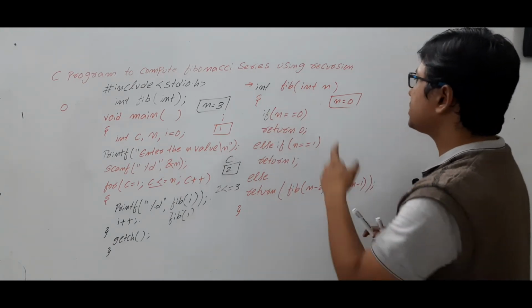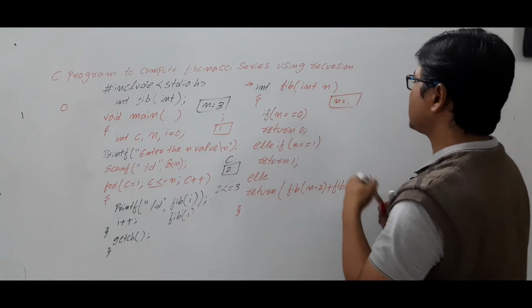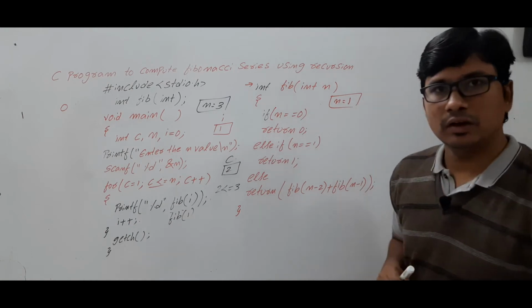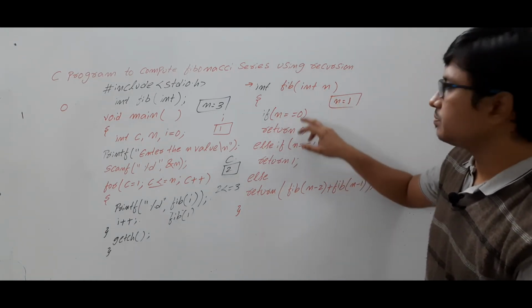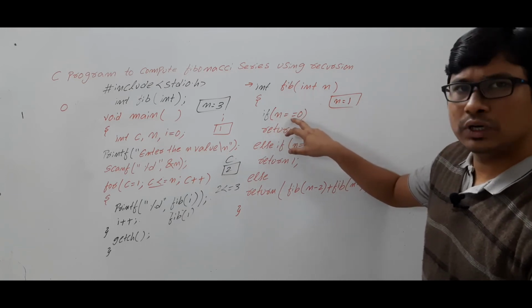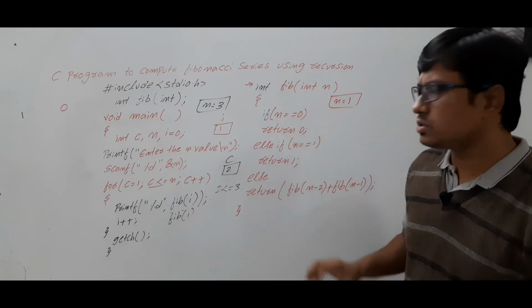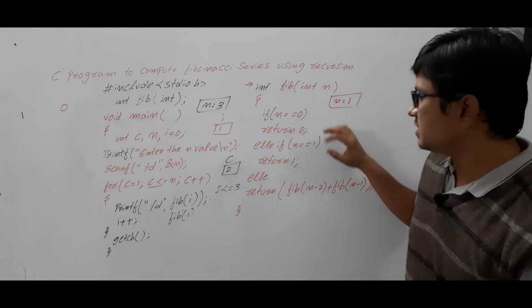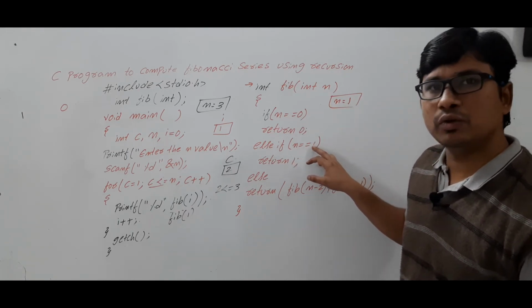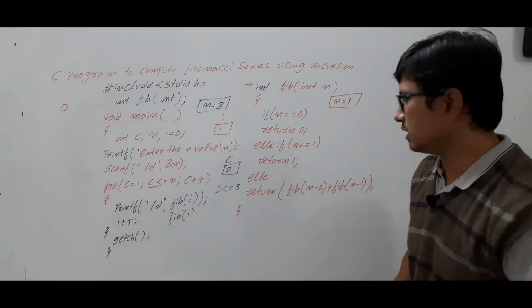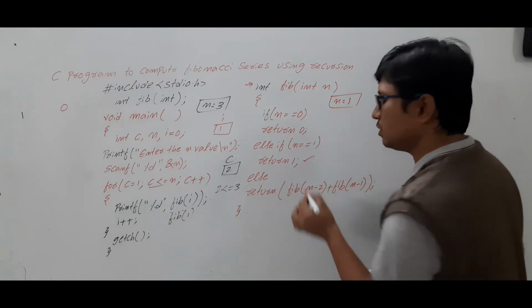Okay. Now what is the n value? N value you are assigning as 1. Are you able to understand it or not? Now come to here. N is equal to 0? 1 is not equal to 0, so this condition is false. If this condition is false, you will check this condition. N is equal to 1? Yes, 1 is equal to 1. So this statement will be executed.